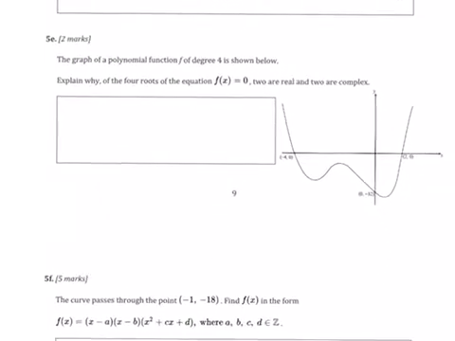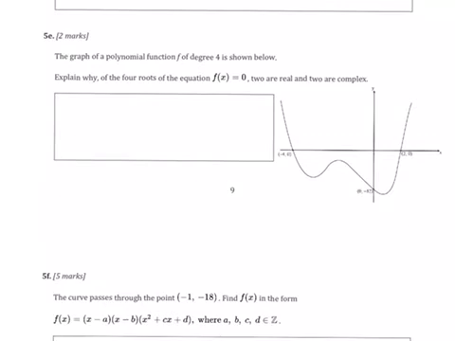Okay, let's move on to 5e. Graph of the polynomial function f of degree 4 is shown below. Explain why of the 4 roots of this equation 2 are real and 2 are complex. Well, we can clearly see the real roots. So the real roots are x equals negative 4 and x equals 2.